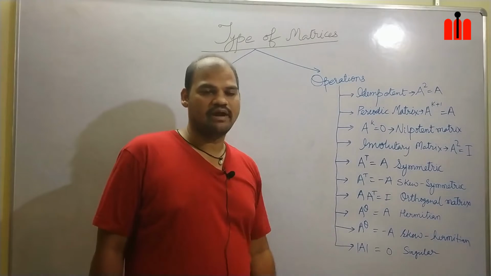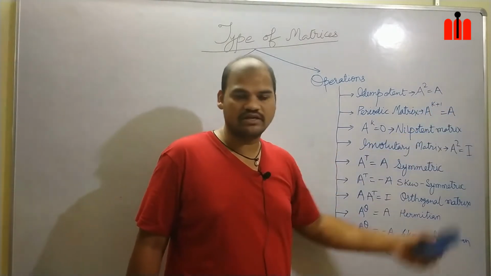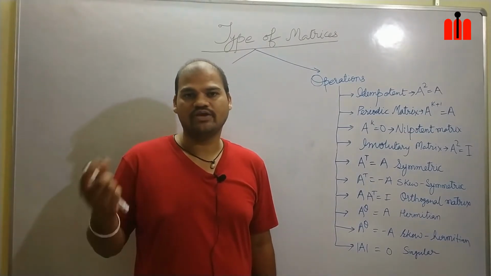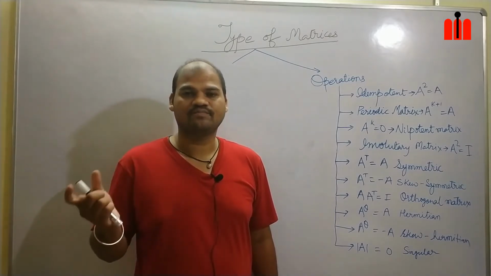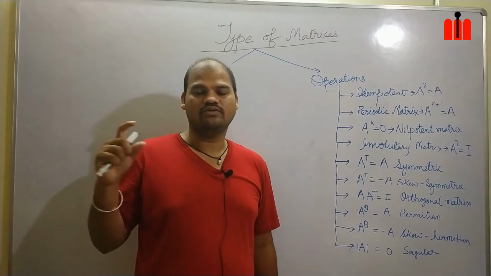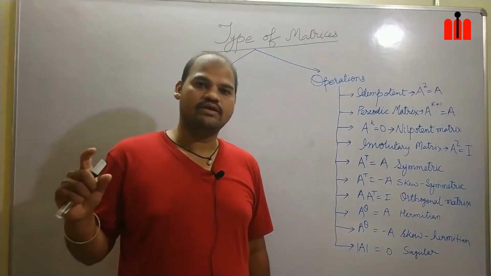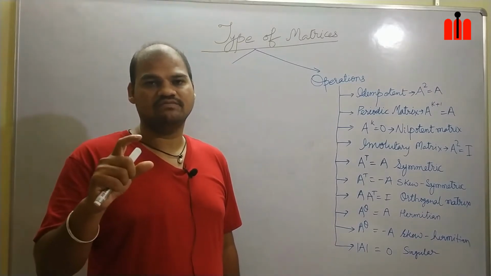Next, periodic matrix. Periodic matrices are matrices in which A to the power of k plus 1 is equal to A. Suppose there is a matrix A, and I do A cube, and I get A as the answer, like A cube results in A. Then the period of that matrix will be 2.